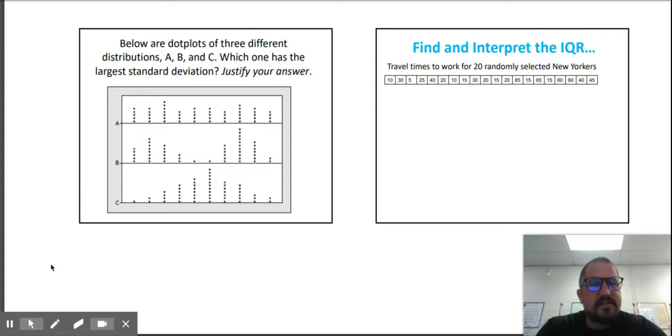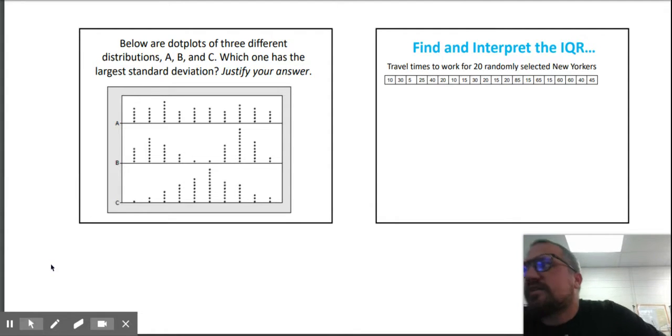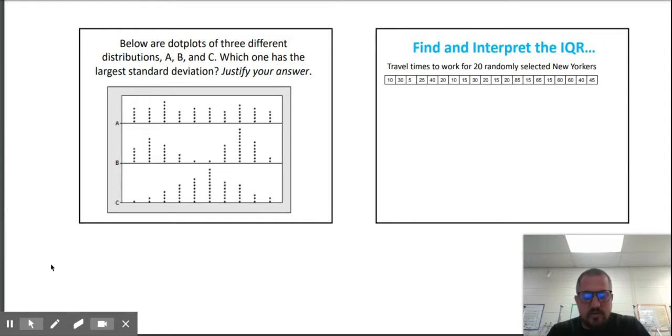So next, the very next question asks to find and interpret the IQR. So this is 20 randomly selected New Yorkers. So your goal here would be to take out a calculator or to use the calculator on your computer, but I would take out my TI-84 calculator and go through.